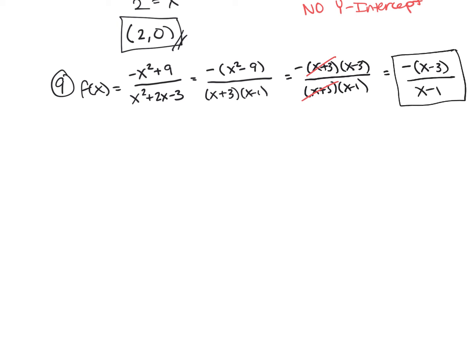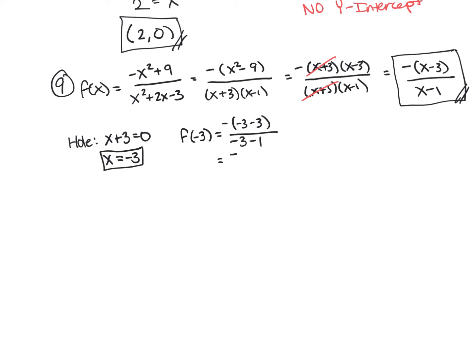And now this is the equation that I'm going to use from now on. Since I was able to cancel something out, that means it's a hole. So I need to find where this hole is. First step, I'm going to take the factor and set that equal to 0. So we'll take that factor of x plus 3, set that equal to 0. We get x is equal to negative 3. This is the x value of the hole. Next, we need to find the y value of the hole by plugging this x value of negative 3 into the new equation, negative negative 3 minus 3 over negative 3 minus 1.